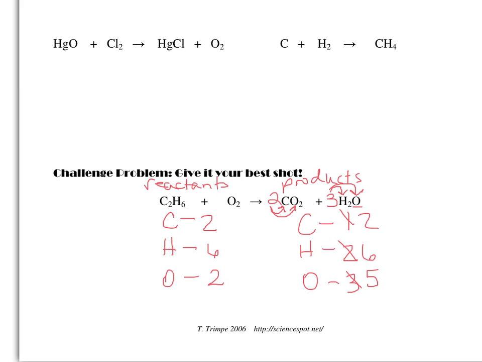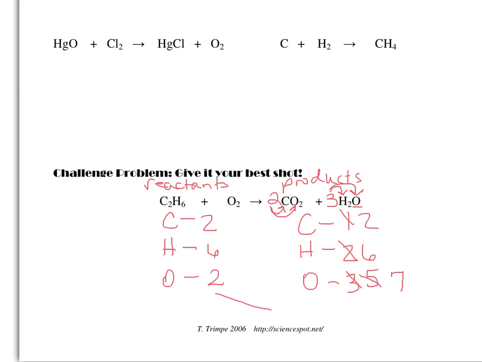So now I have 2 times 2, which is 4. 3 times 1, which is 3. 4 plus 3 is 7. I have 7 oxygens on this side, 6 hydrogens, 2 carbons. Over here, I have 2 carbons, 6 hydrogens, and 2 oxygens. Is there a number that we can multiply by a whole number? Because it has to be a whole number, can't be a fraction. Is there a number I can multiply by 2 and get 7? There's not a whole number.